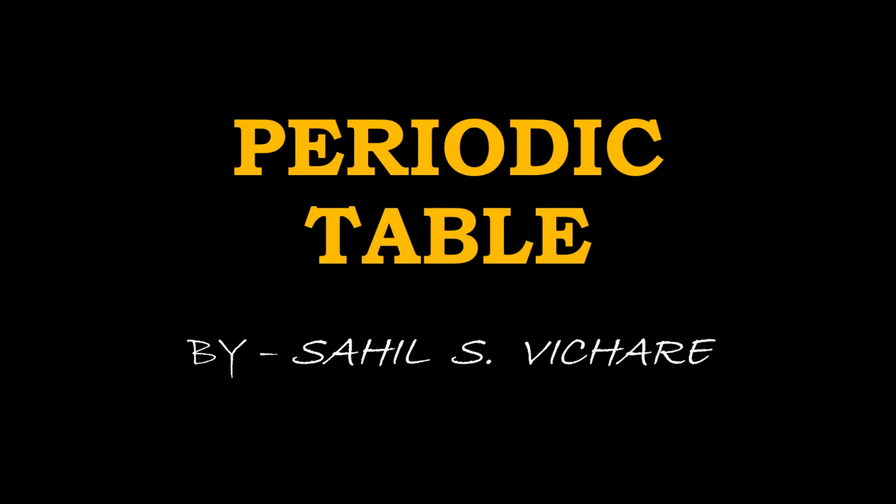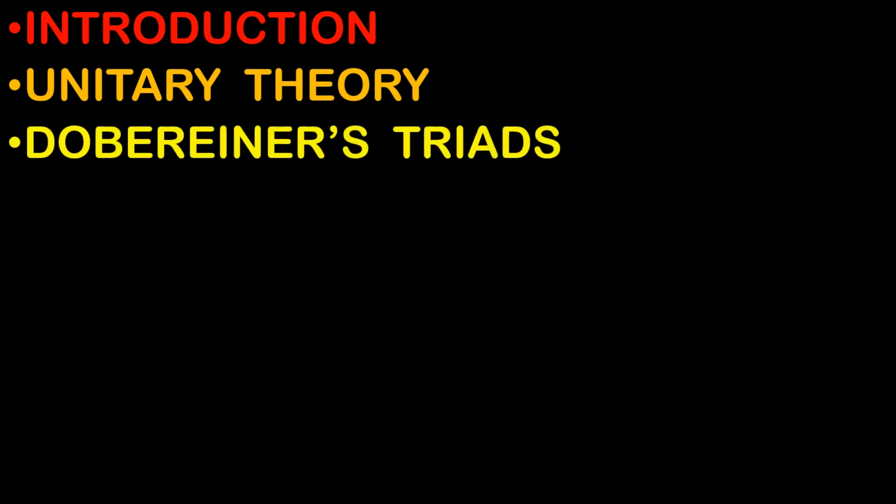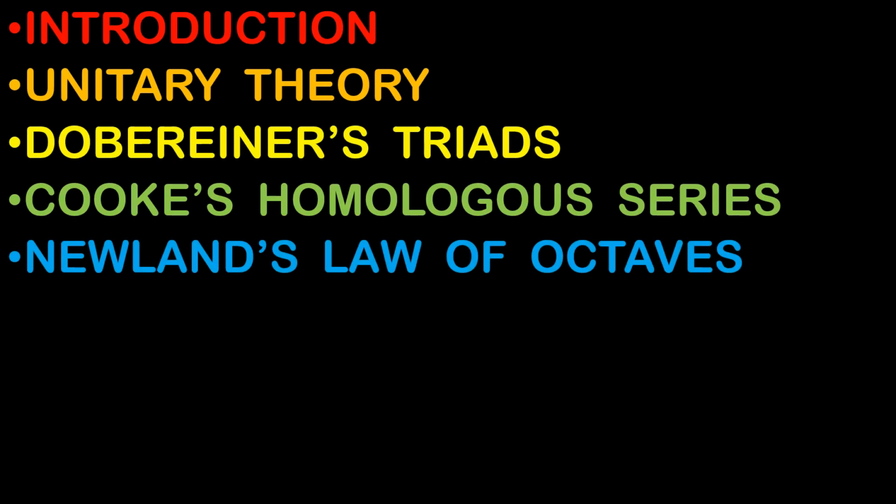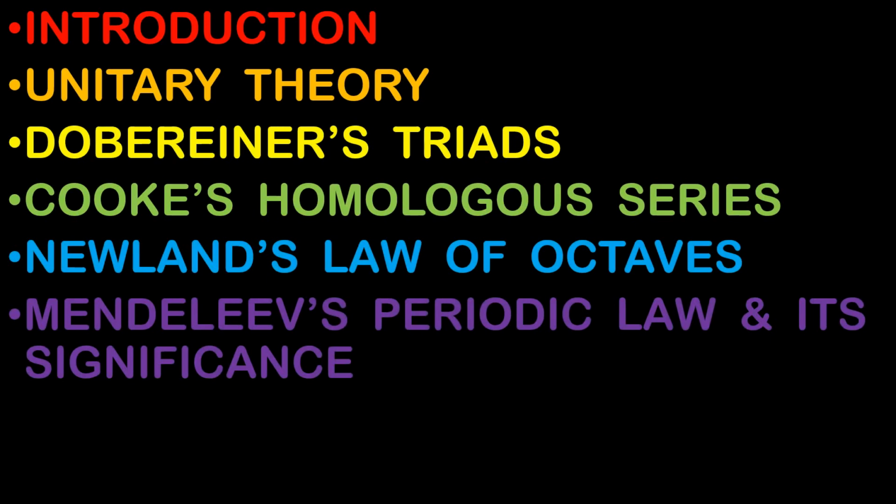Since it is the first lecture, let us understand what topics we are going to cover in this particular video. First of all, we will understand the introduction of the chapter periodic table. After the quick introduction, we will move on to the unitary theory. After that, we will understand Dobereiner's triads, and then we will move on to Cooke's homologous series. Then we will understand Newland's Law of Octaves, and at the end we will understand Mendeleev's periodic law and its significance. So guys, make sure you watch this video till the end so that you get to learn all these topics in the simplest way possible.